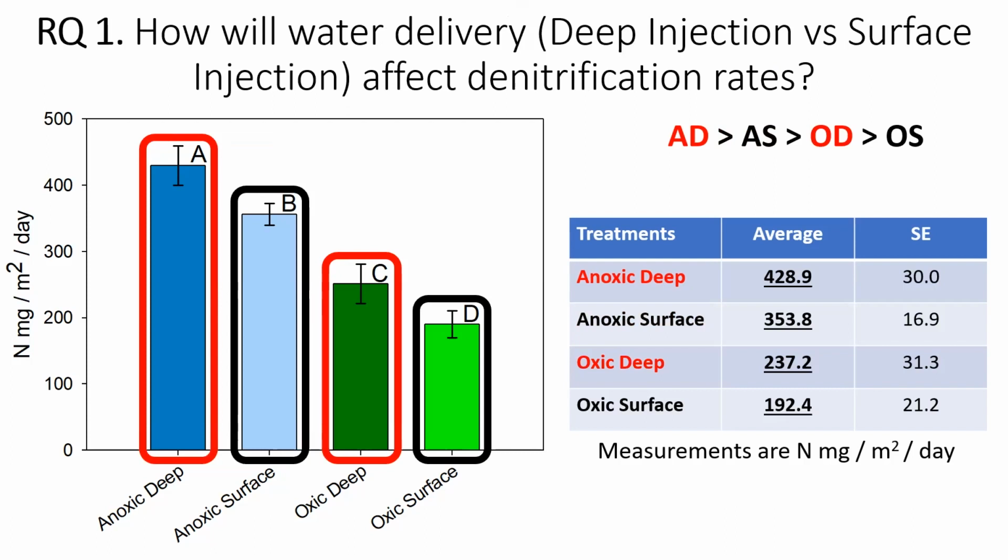Well, as you can see in these red boxes, within each water type, our deep injection facilitates greater denitrification by supplying nutrients to the entire sediment core, as opposed to just the surface, which is shown here in the black boxes. All the while, we need to consider these oxygenation effects. So denitrification is always more significant in our deep injections.